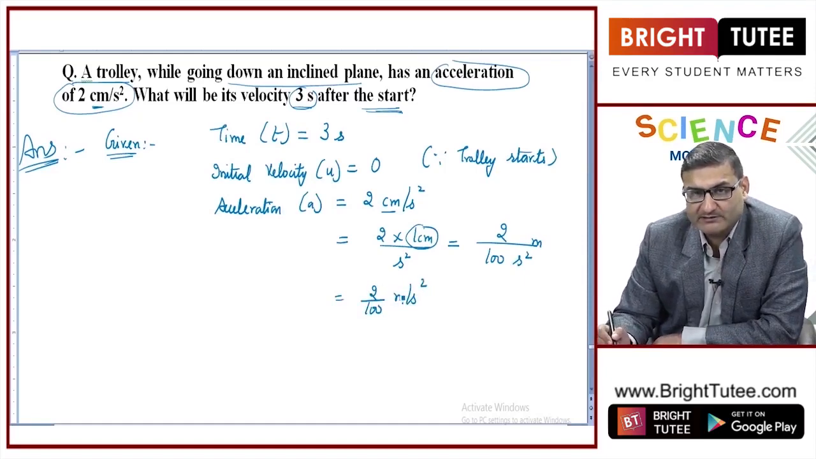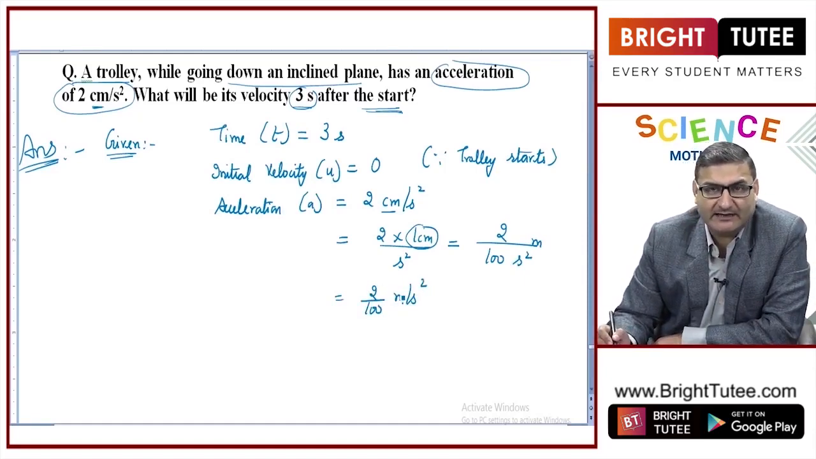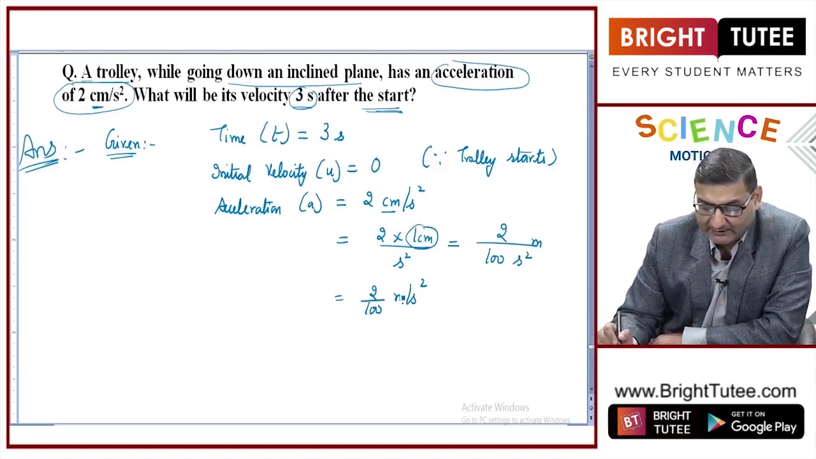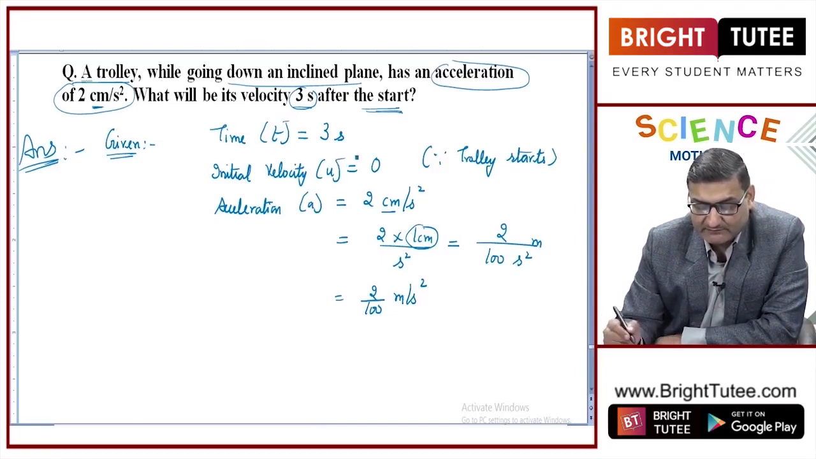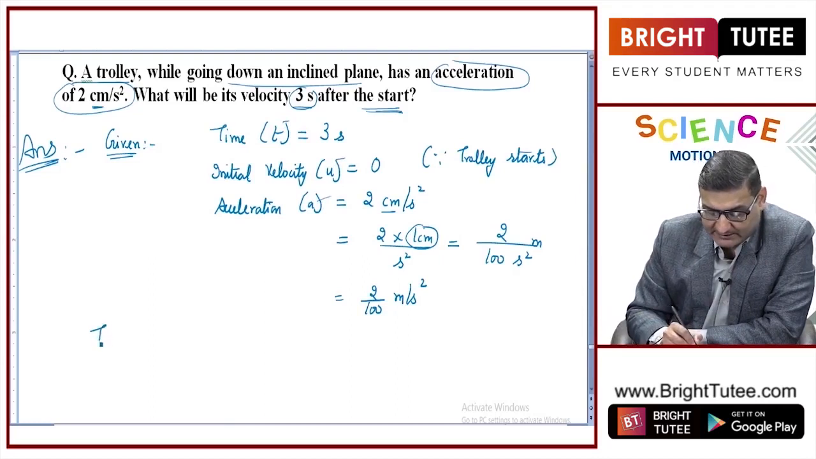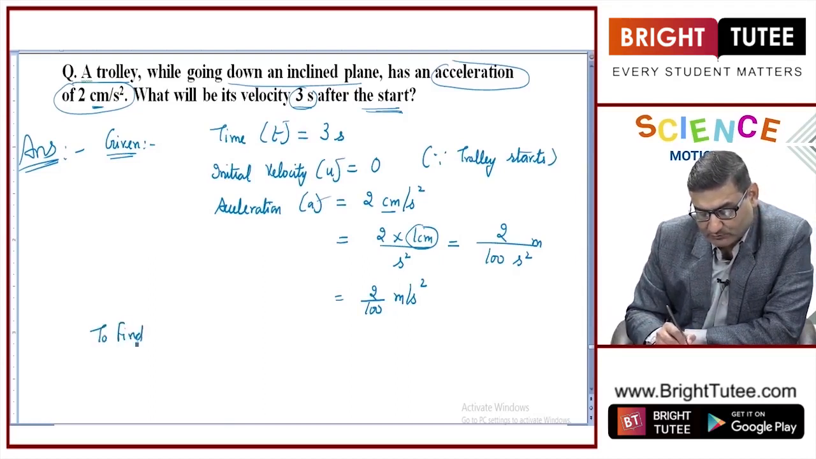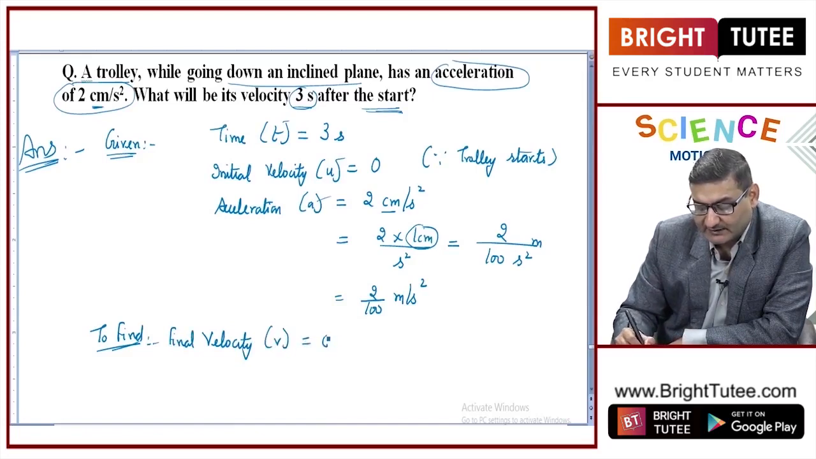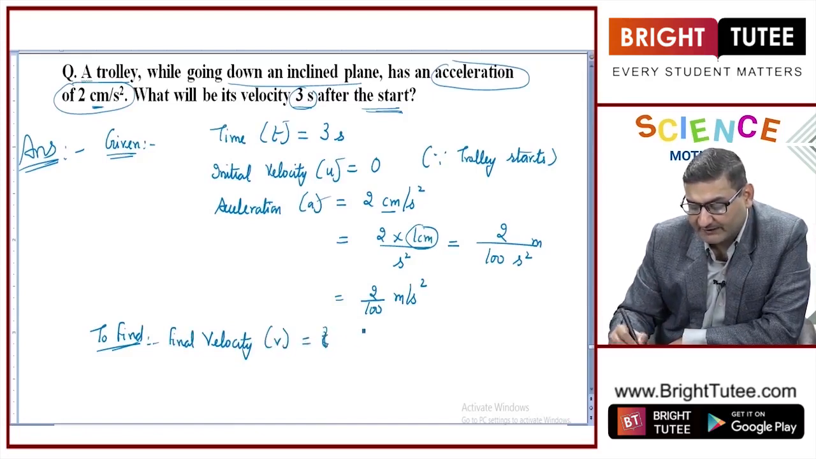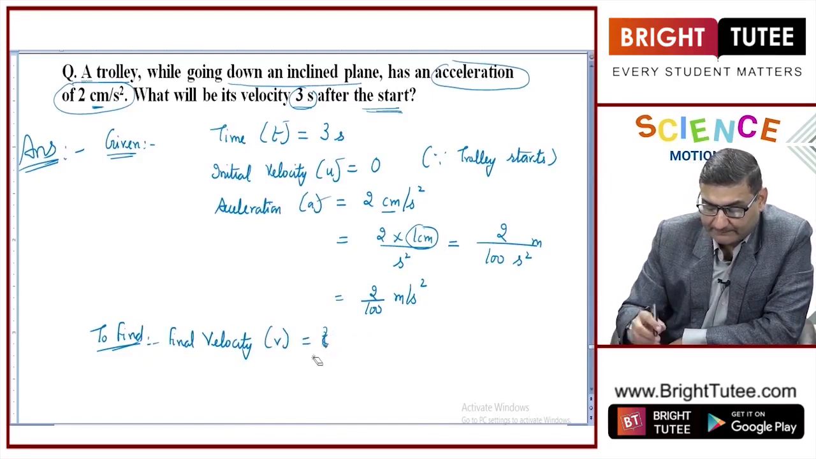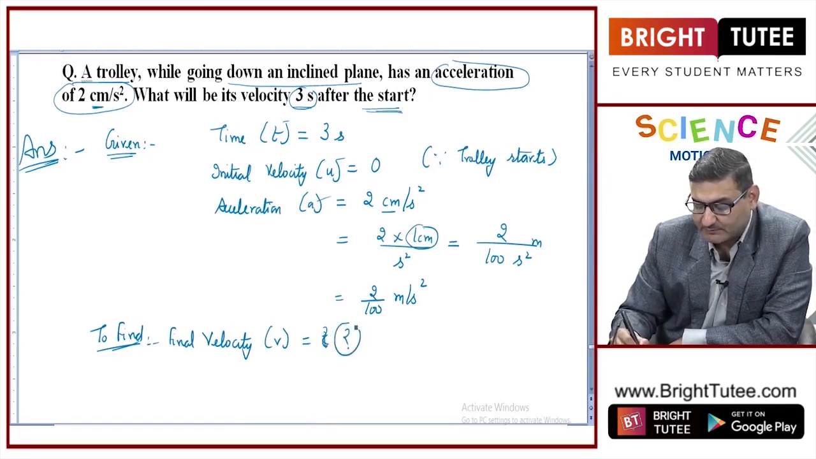I can write 0.02 also here, but again while doing the calculation I will be removing the decimal. So let it be like this at the moment. For the time being, we will see how to do it. So now my time is given, initial velocity is given, acceleration is given, and what I am supposed to calculate or find is the final velocity, that is the velocity after 3 seconds. This is what I am supposed to find.